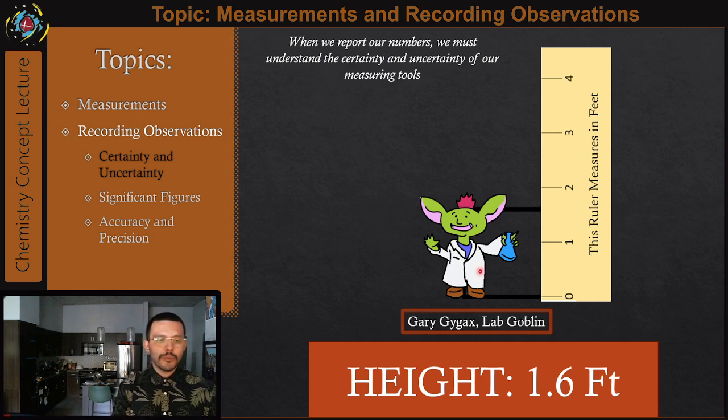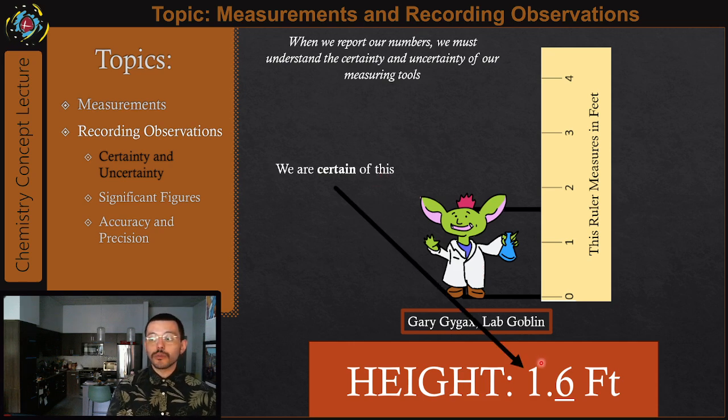In that case, we have 2 numbers that are important. This first number is the one we are certain of. We know for sure he is at least 1 foot tall. We know he is not 2 feet tall. So he's somewhere between 1 and 2.